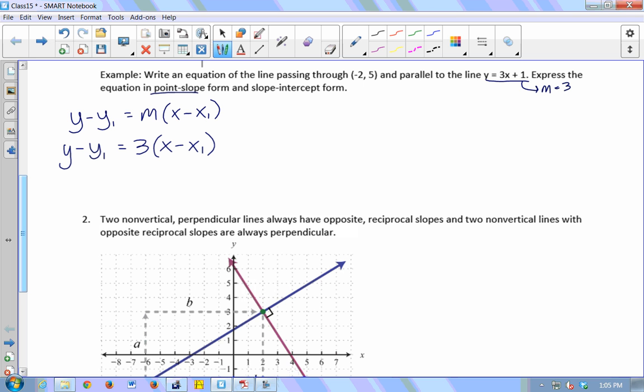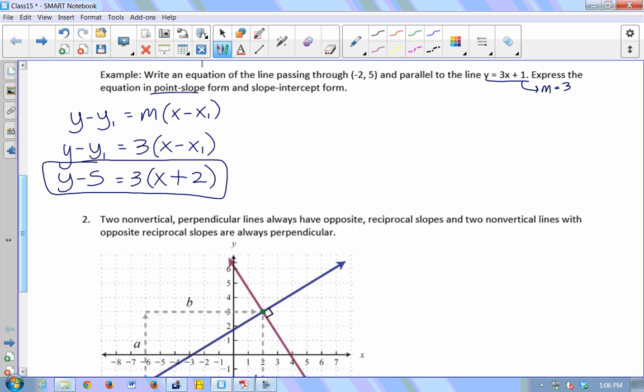And then I replace x1 and y1 with the point that's on the line, which they gave me, -2, 5. So just plug in -2 for x, minus -2 becomes a plus, and this is y minus 5. So there's my point slope form.